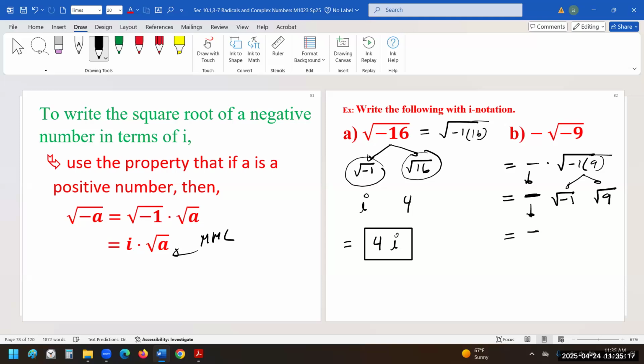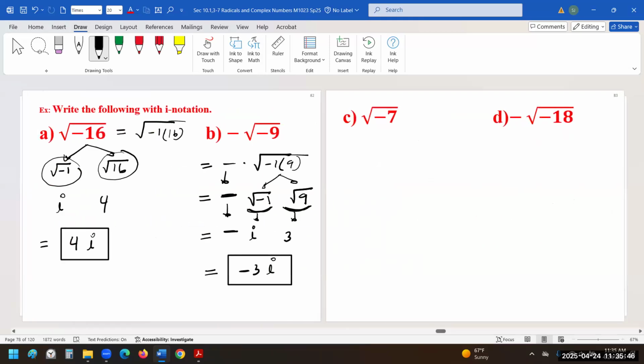This is a multiplication, so we bring it down. And how about this one? i, because this is not real, it's imaginary. And how about this one? 3. So then we write -3 and then i. Because -3 is the real portion, i is the imaginary portion. So when we write a complex number, we always write the real portion first and then the complex portion. If it's a radical, keep the radical later and the i first.